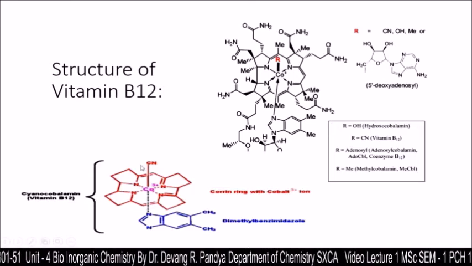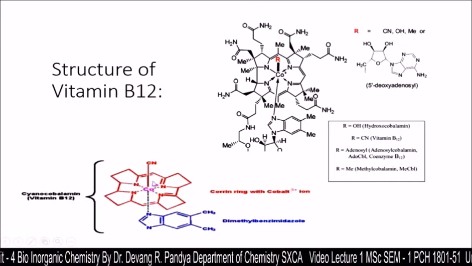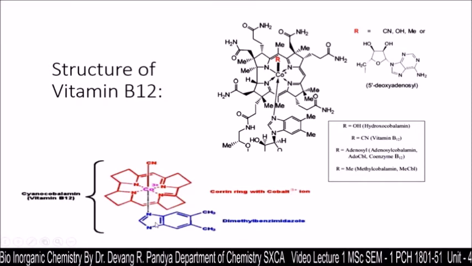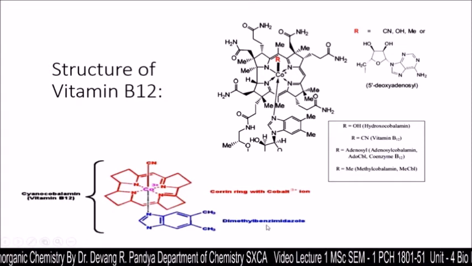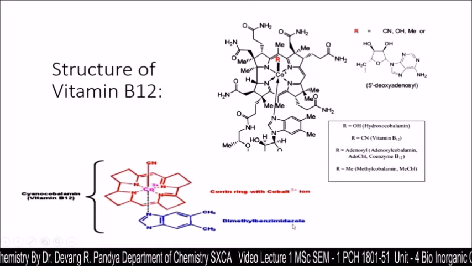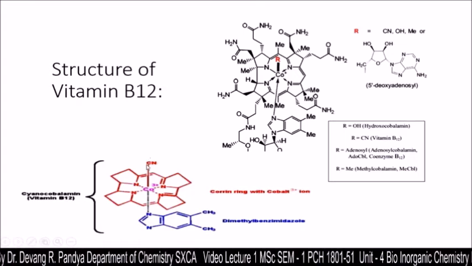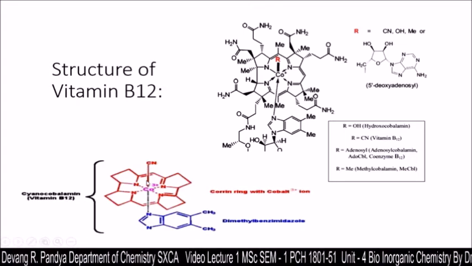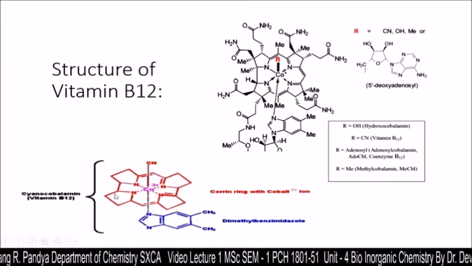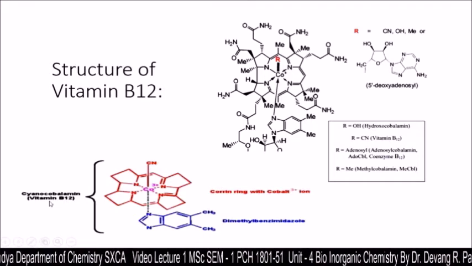Here we need to discuss cyanocobalamin. This is the planar structure of the porphyrin ring. There's a cobalt in the center, and we have dimethylbenzimidazole attached in the axial side, and a cyanide group remains attached on the upper side of that axial side, and we get this structure, that is cyanocobalamin, vitamin B12.